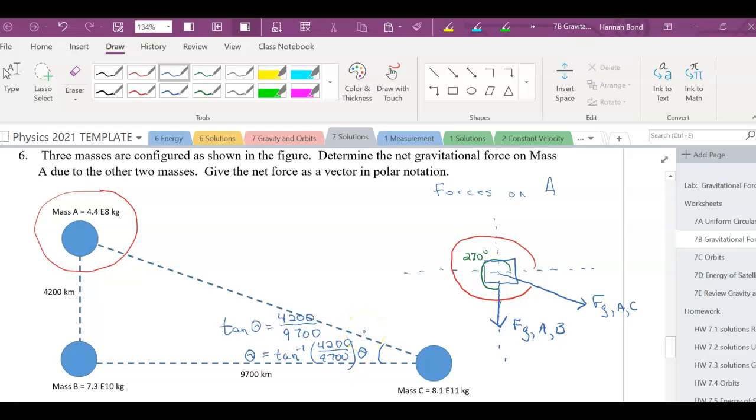So let's do that. I've got arctan of 4200 divided by 9700. This angle is 23.41 degrees. That's this angle here, right? If I take that away from 360, that gives me the angle in standard position. It's 336.59 degrees. Now I know the angle in standard position of both of these forces.